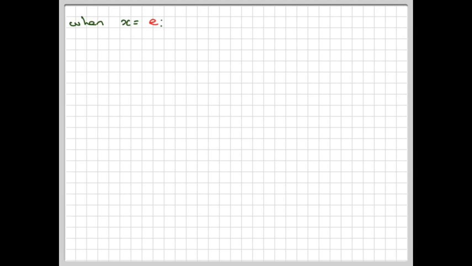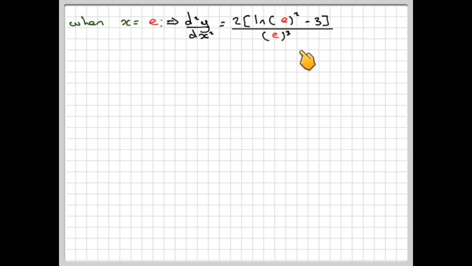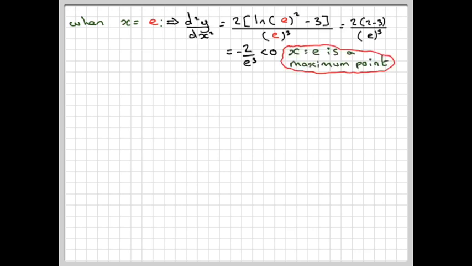So when x is equal to e, the second derivative will be 2 times ln of e squared minus 3 over e cubed. Again, we're going to get 2 times 2 minus 3 over e cubed, which gives me minus 2 over e cubed, which is negative, and therefore x equals e is a maximum point.